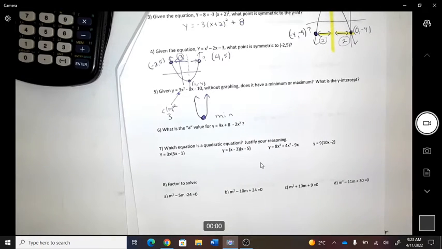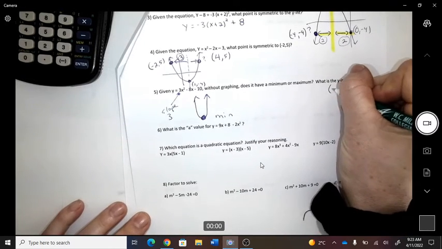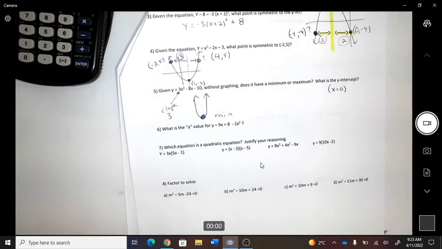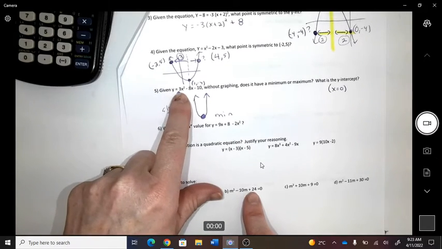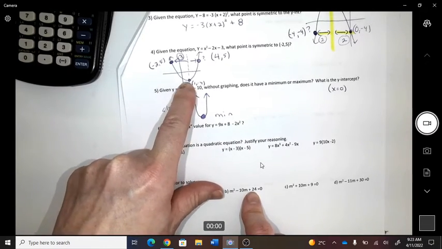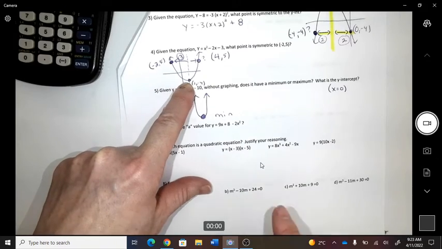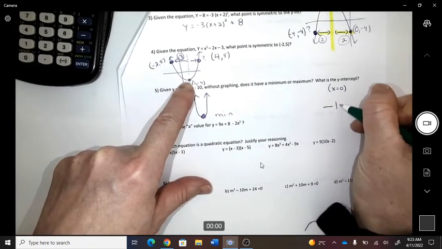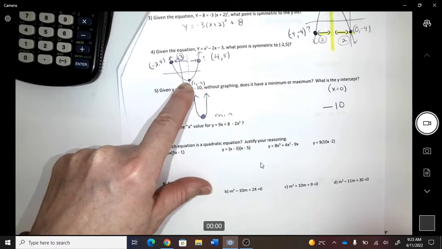And what is the y-intercept? So it's where x is 0. Where x is 0. And do you remember what happens? If x is 0, this and this would be gone. So what number are we going to get? -10.